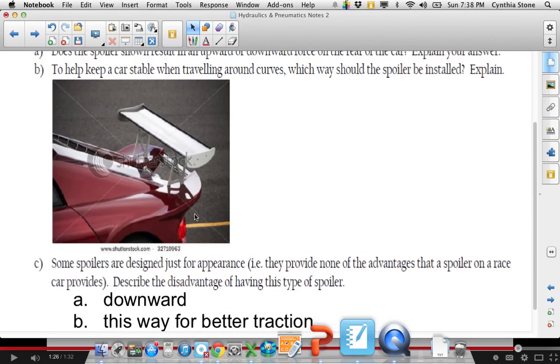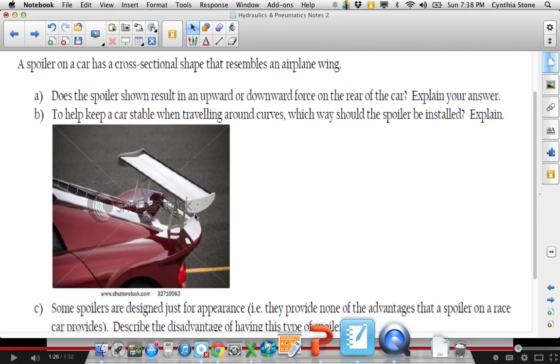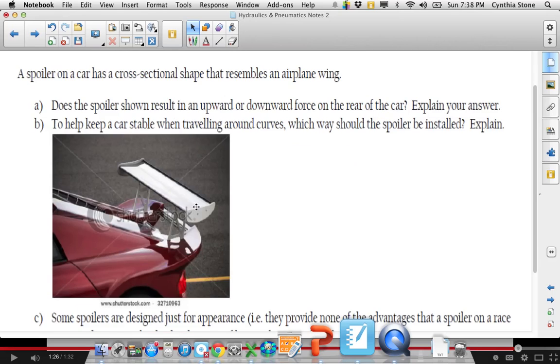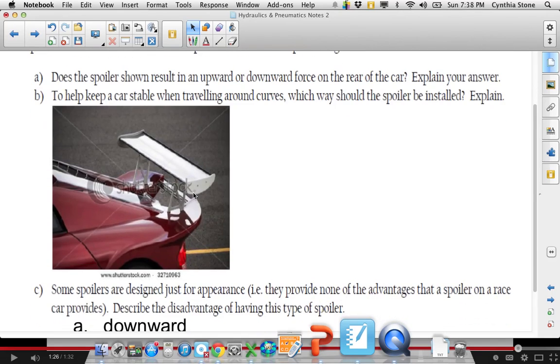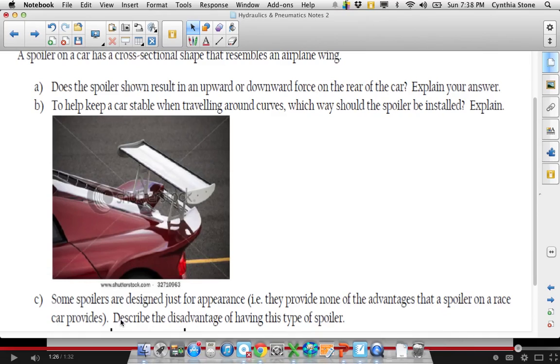I have the answer, but I wanted you to try it. I'm not going to show you the answer. You try it. Call me over and we'll talk about it. You saw the answer to the first one. Some spoilers are designed just for appearance. Describe the disadvantage of having something that's just there for appearance. Anyway, try those questions, and when you hand in your final assignment, the package will include those answers. Again, call me over if you want to talk about it.